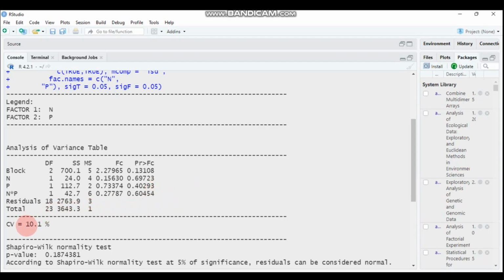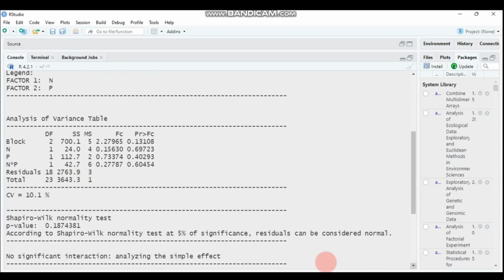And the coefficient of variation, as all of you know, is equal to the square root of the error mean squared over the grand mean times 100%, and the smallest value is preferable, since the coefficient of variation has a direct relationship with the error mean squared.